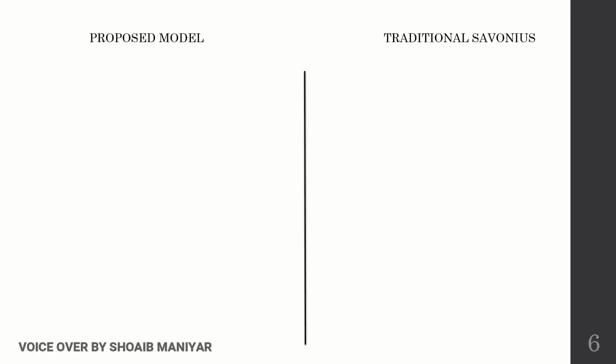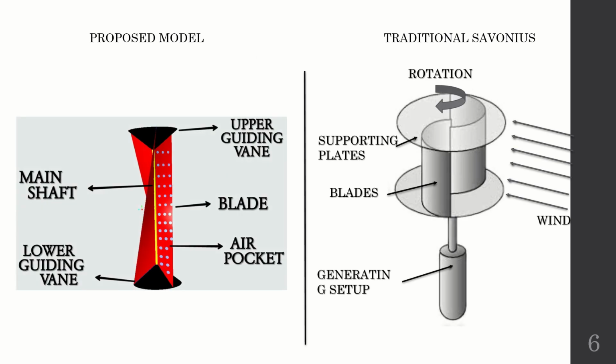Let's see the basic difference between our proposed model and the traditional Savonius turbine. As we can see, the cup-shaped blades of the traditional Savonius turbine are replaced by spiral directing blades in our proposed model. The supporting plates of the traditional turbine are flat, and they are replaced by conical-shaped guiding vanes. The main element highlighting our project is the air pockets. So let's address every element of our project.